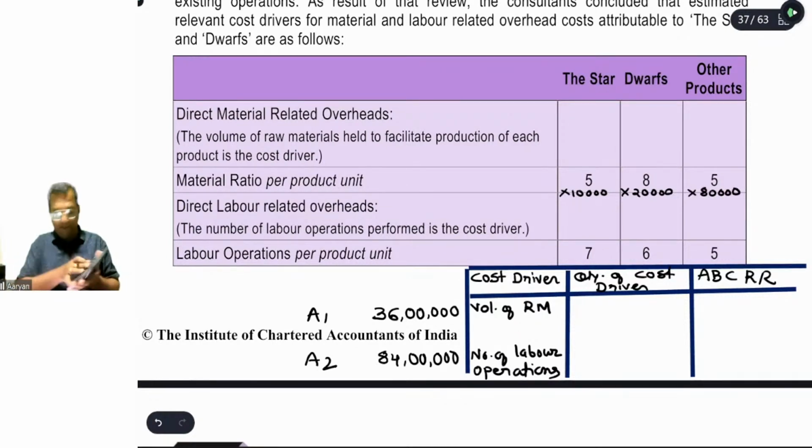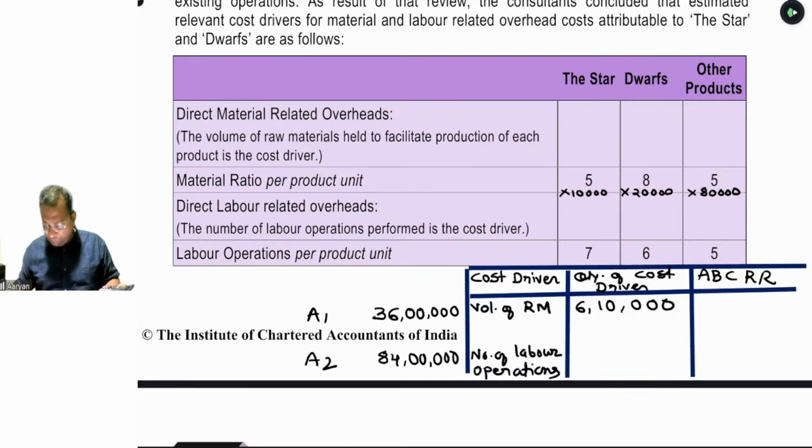ठीक है बेटा चलिए निकालिए कितना आ रहा है। 5 into 10,000 is 50,000, and 8 into 20,000 is 160,000, and 5 into 80,000 is 400,000. So the total will be 6,10,000. So now we will divide 36 lakh by 6,10,000, that is 5.90, is the ABC recovery rate. हर एक वॉल्यूम ऑफ रॉ मटेरियल के लिए, यूनिट के लिए नहीं, हर एक वॉल्यूम ऑफ रॉ मटेरियल के लिए we have to recover 5.9 rupees towards direct material related overhead.